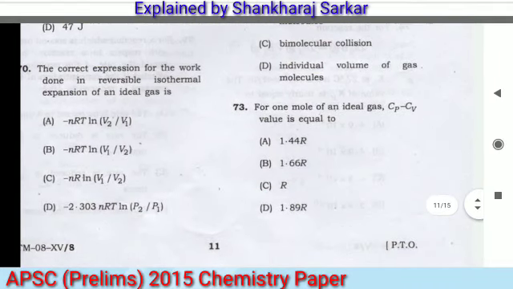For 1 mole of an ideal gas, Cp minus Cv value is equal to R. So option C is correct because we all know that Cp minus Cv is equal to R for ideal gases. So option C is our correct answer.